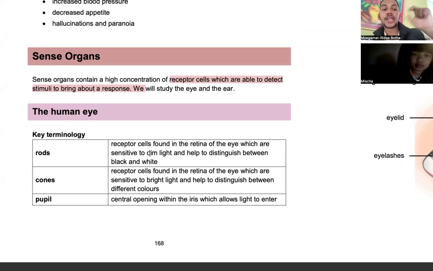Okay, so that's rods. Cones, on the other hand, are also receptor cells and are also found in the retina, but they are sensitive to bright light. And they help to distinguish between different colors. So it's very important for you to understand the difference between rods and cones.